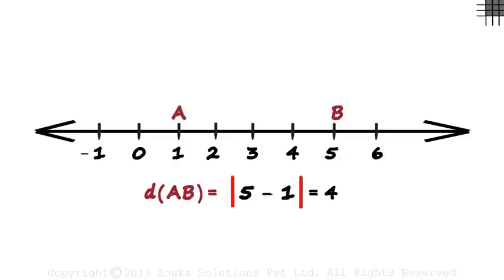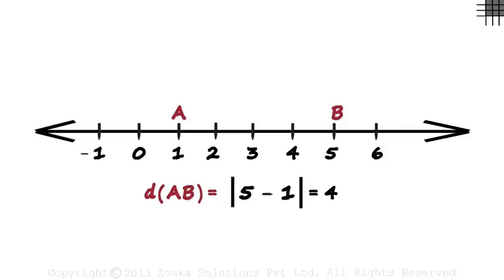Remember, it's the absolute value of the difference, so it can also be written as absolute value of 1 minus 5. The absolute value ignores the sign of the number, so even absolute value of 1 minus 5 will equal 4. But it is always a good practice to subtract the smaller number from the larger number.